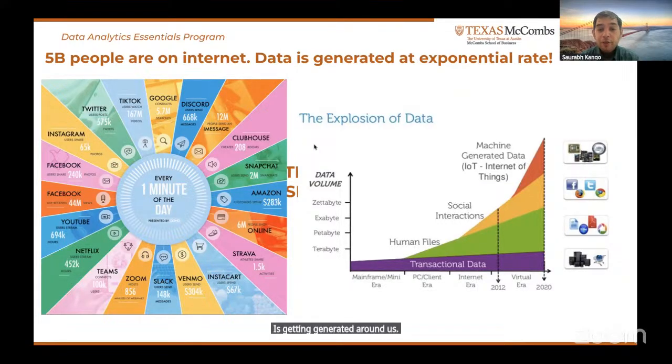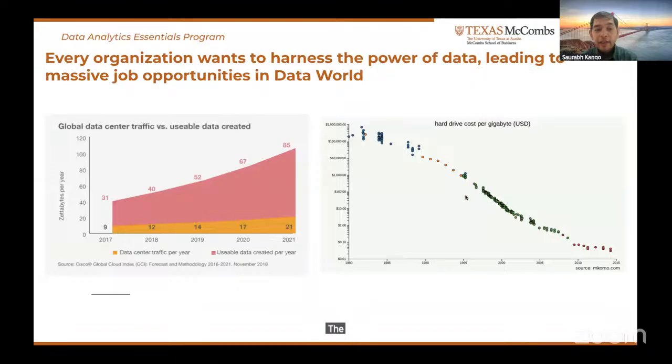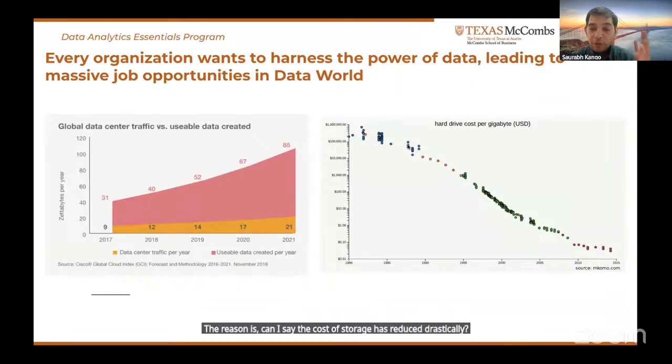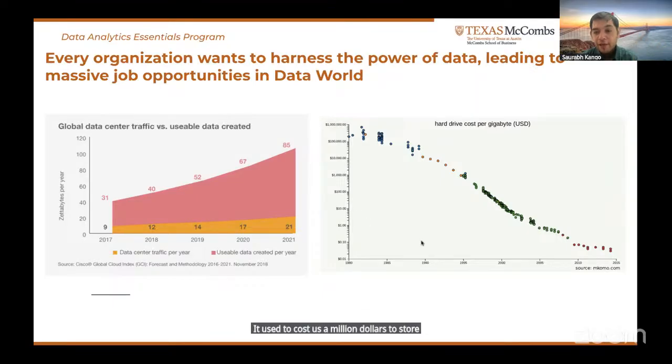Now, what is leading to this? Why are companies able to generate this large amount of data? The reason is that the cost of storage has reduced drastically. This is a true chart: in 1980, if you were to store 1 GB of data, it used to cost us $1 million. Nowadays, it is just a cent.